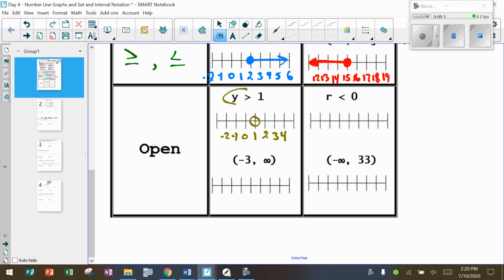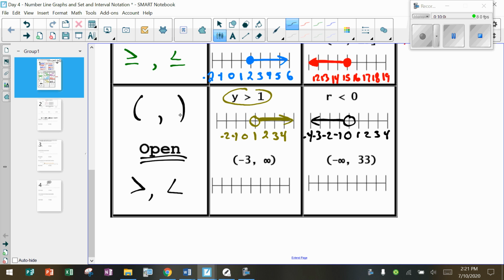The y values that I'm trying to graph have to be bigger, so I go towards the right. The variable, the y, is larger than 1. Next to it, r is less than 0. 0 is the number that goes in the middle. Count up to the right, down to the left. Open circle around the 0. The letter r is smaller than the 0, so we go down towards negative infinity, down towards the left. Open circles is when we use the greater than symbol or the less than symbol, or we use the curved parentheses instead of the square ones.